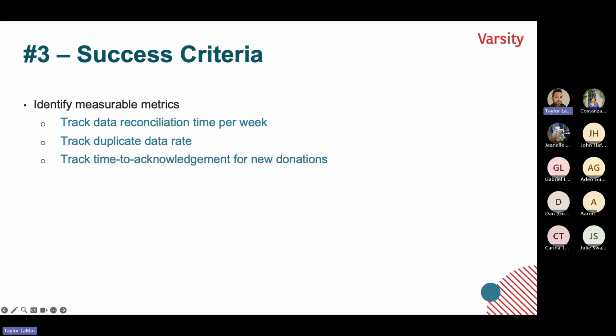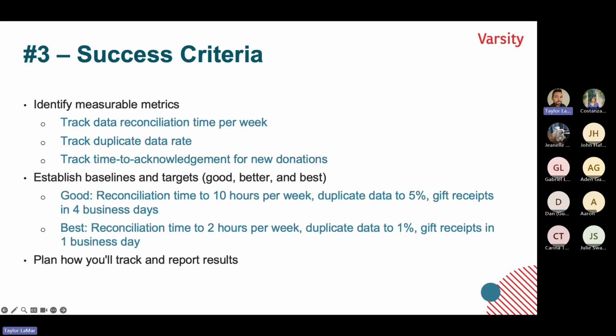And then we also want to track our time to acknowledgement for new donations. If there's a new donation this nonprofit received, they want to make sure that they are timely in their responses to the donor. So we have our baselines: 20 hours a week, 10% duplicate data. Let's say we want to reduce that to 10 hours a week, 5%, and 4 business days for gift acknowledgement. May not be the best, right?